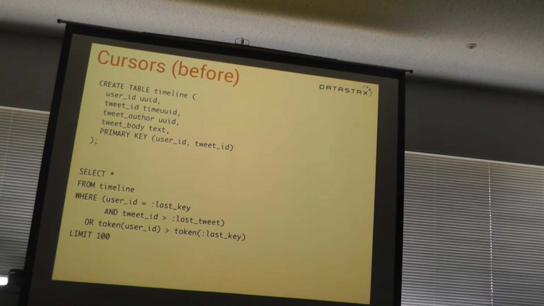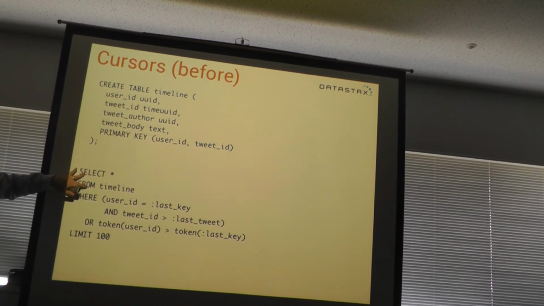Another feature we added to Cassandra 2.0 is cursors for CQL drivers. So what this does is, if I have a table full of data and I want to page through, I want to scan through that table and do something with all of the rows in that table, what I would have to do in earlier versions is something like this.